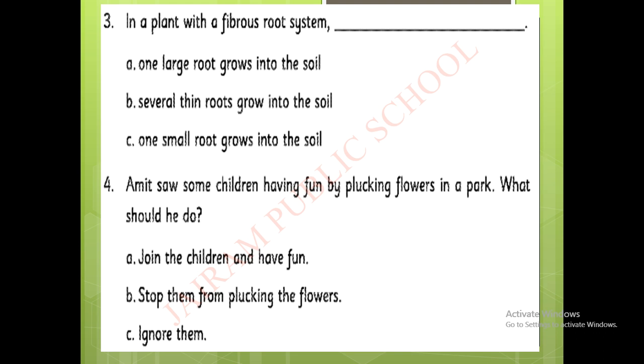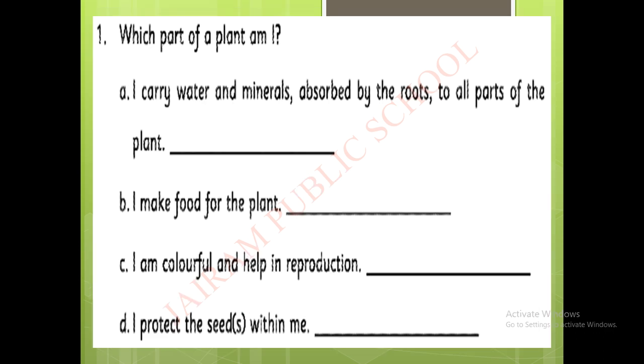So what does he have to do? He has to stop the children from plucking the flowers. The third one, ignore them. He must not take care of them. No, B is the option. So Amit has to stop the children from plucking the flowers. So the answer is B. Right. Now here there is a question: which part of a plant am I?